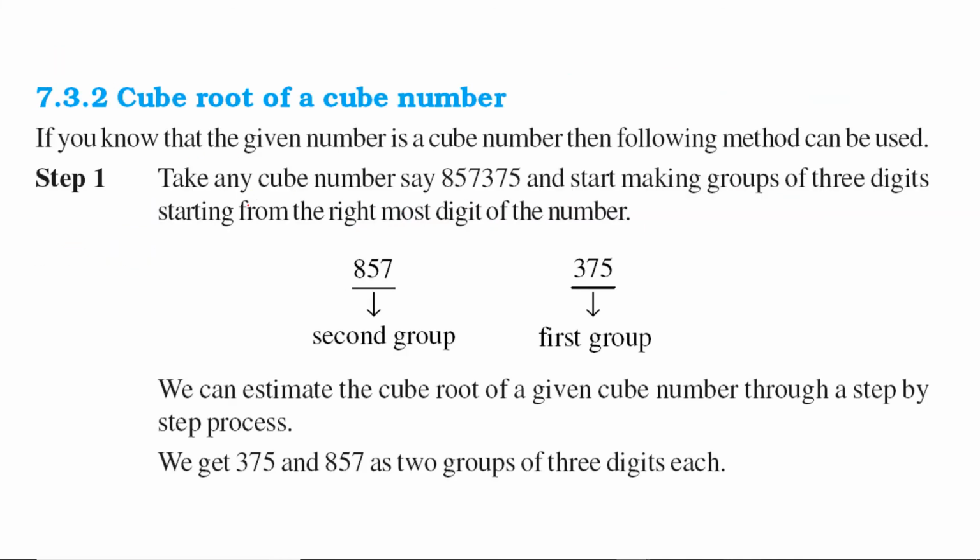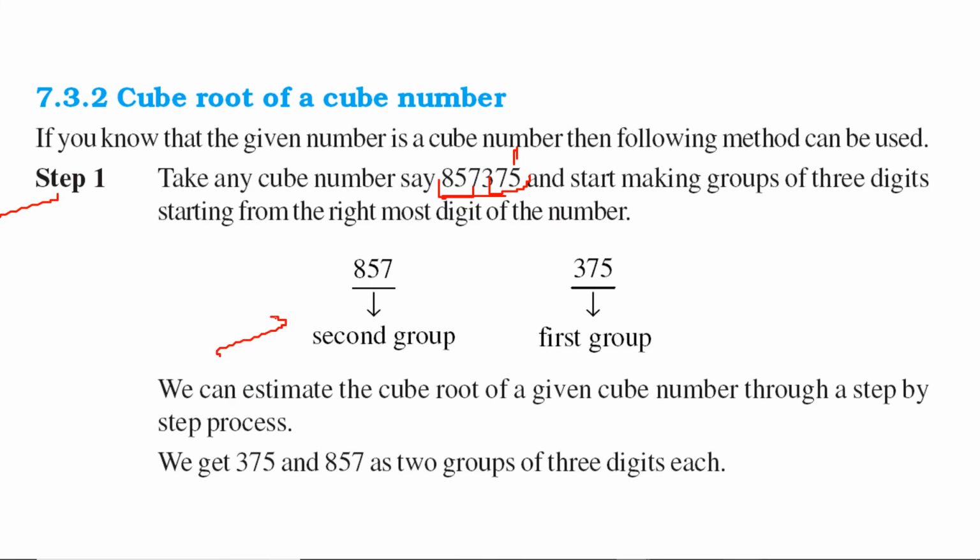Cube root of a cube number. So if you know the given number is a cube number, then how to go about it? Just take any cube number, say this one. In order to find out the cube root, you have to make groups in triplets, that is 3 digits, starting from the rightmost digit. That means from here, rightmost. The first group will be 375, then the second group will be 857.